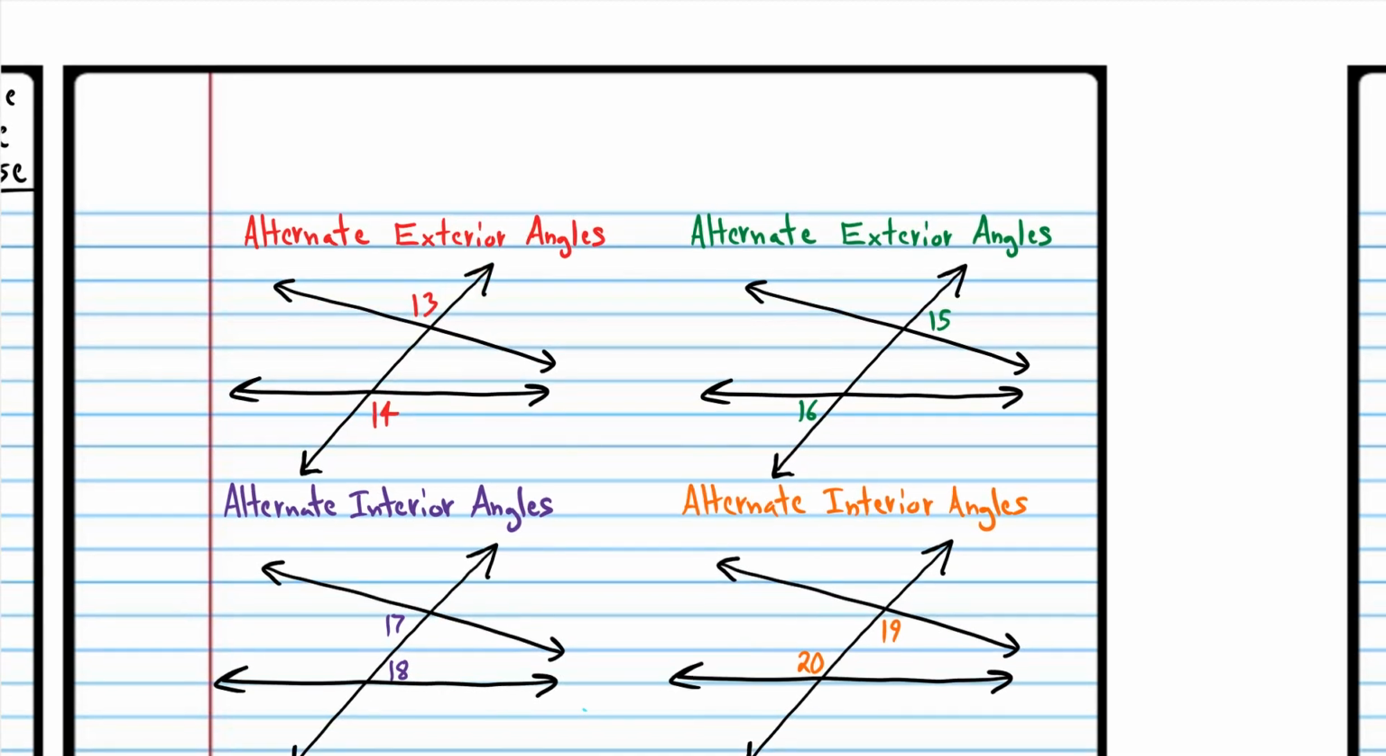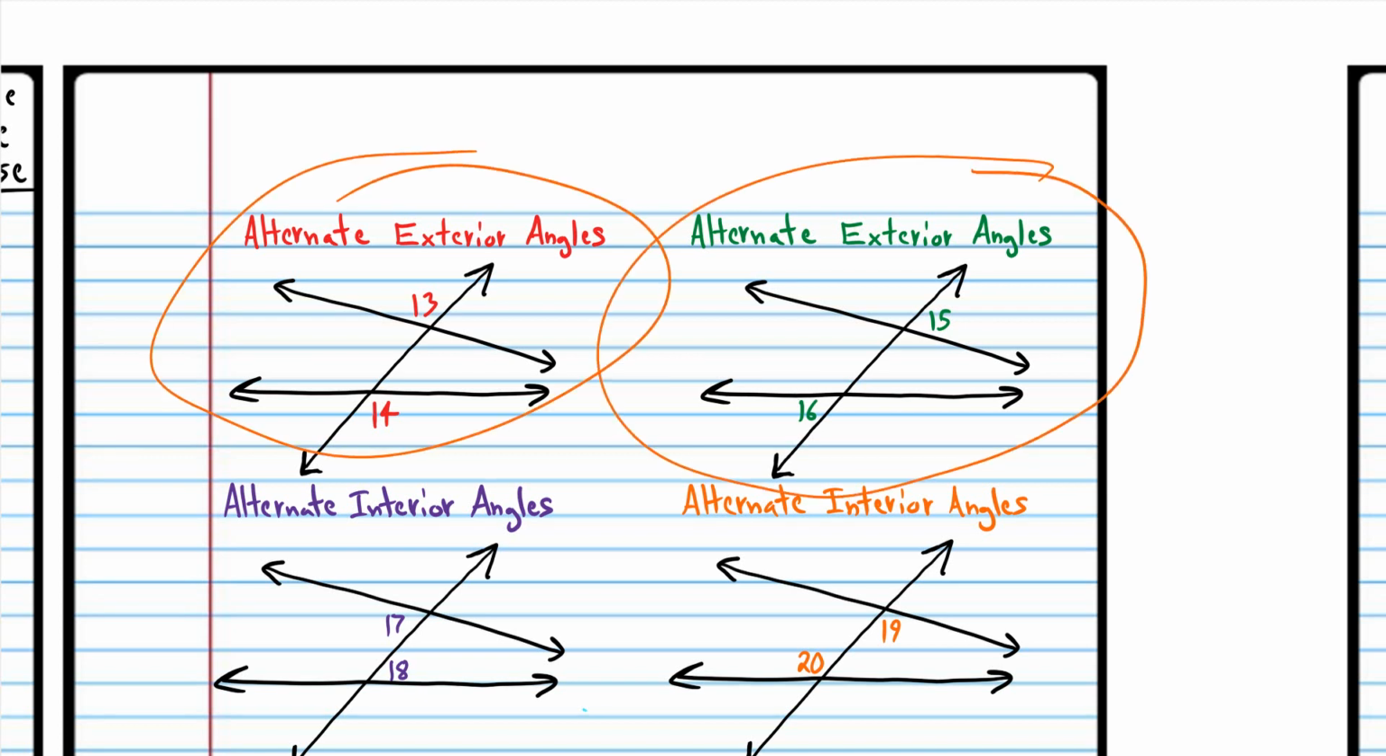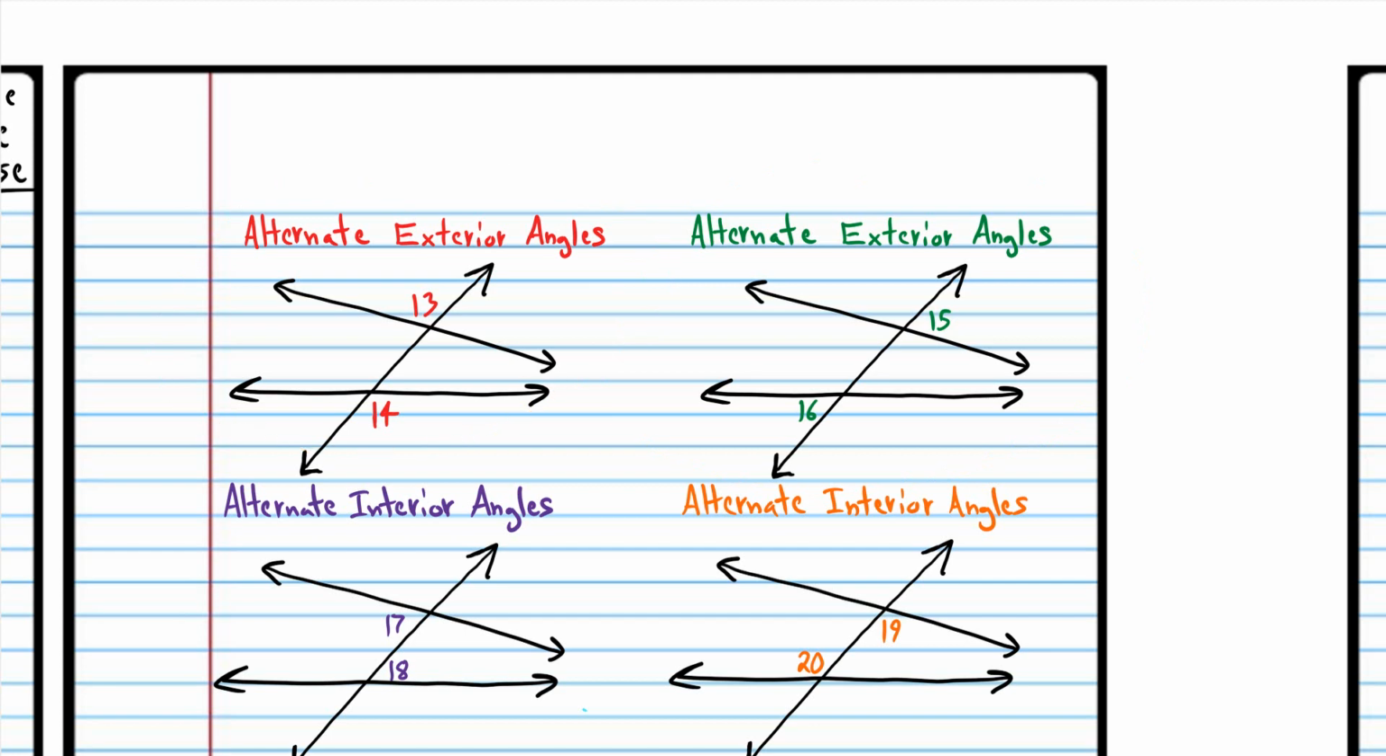So you have alternate exterior angles here, and you also have an example of alternate exterior here. Again, these are exterior, and we have 15 on the right of the transversal and 16 on the left. So they're alternate exterior angles.